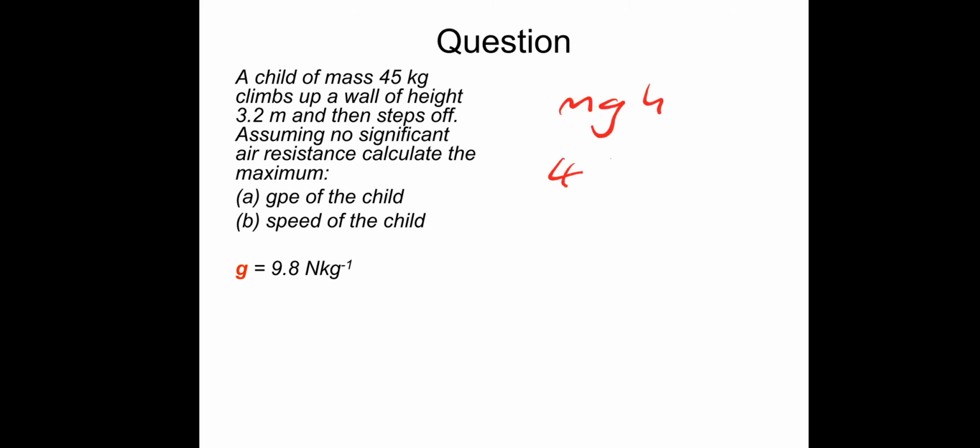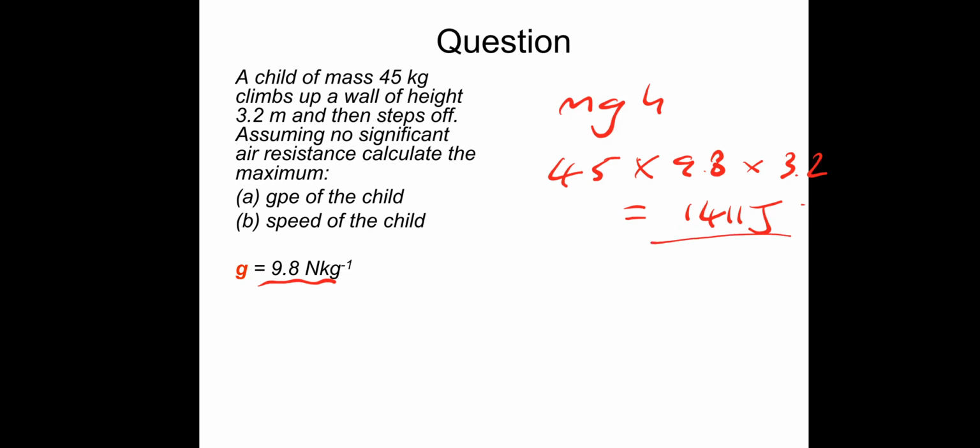So that will be the 45 kilos multiplied by g, which is 9.8. If you use 9.81, don't worry. It's just because it says 9.8 in the question. 9.8 multiplied by the height, which is 3.2 meters. Put that in your calculator, you should get 1,411 joules of energy.